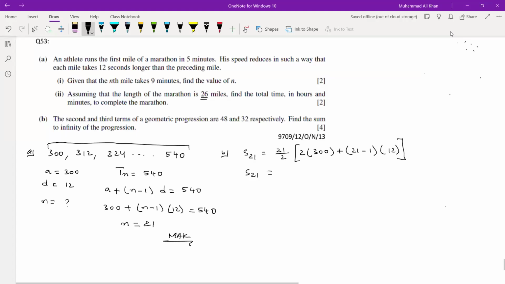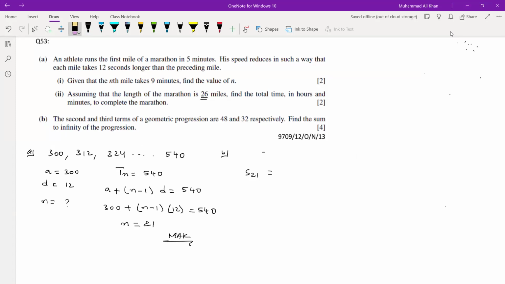Here is, students, in the second part, we don't have to calculate the sum because in the first part, given that nth mile takes 9 minutes, find the value of n. 9 minutes जिस माइल पर लगे, हमने वहां तक का n कैलकुलेट किया प्रीवियस पार्ट में. तो अब ये क्या कह रहे हैं? अब जनाब इन्होंने कहा, assuming that the length of the marathon is 26 miles, find the total time in hours and minutes to complete the marathon. To complete the marathon. Yes. तो अब क्या किया जाएगा जनाब?